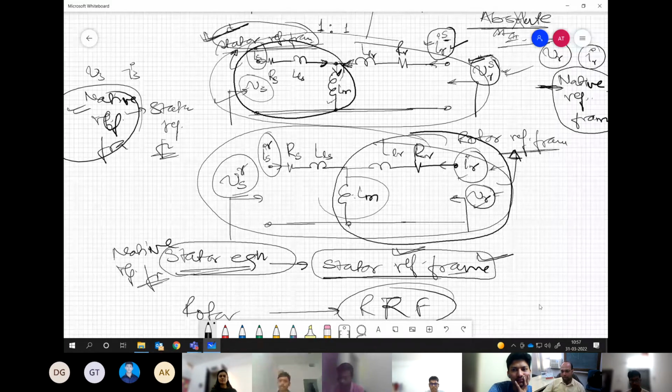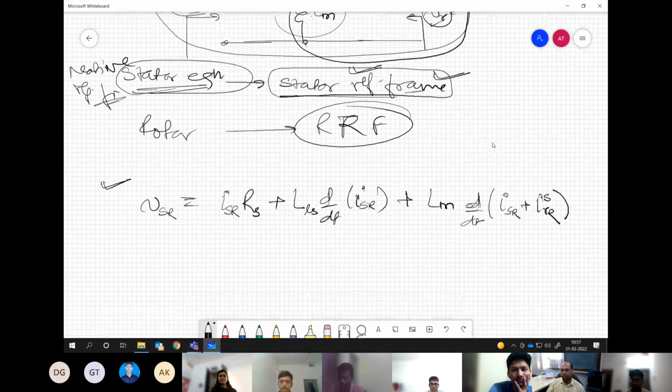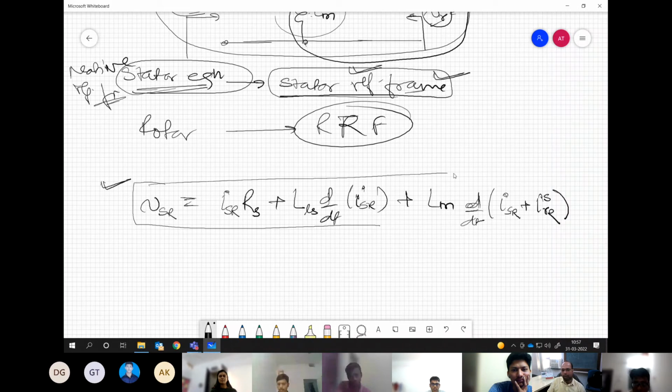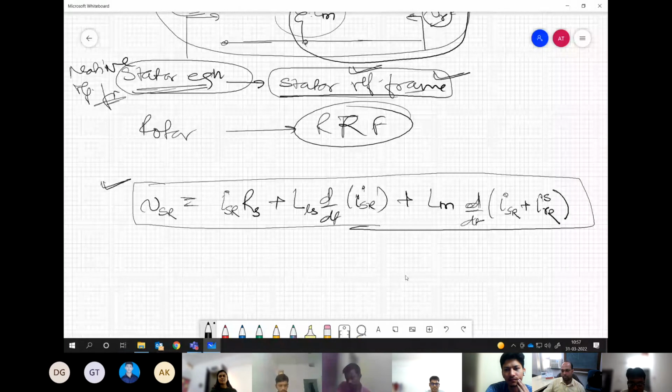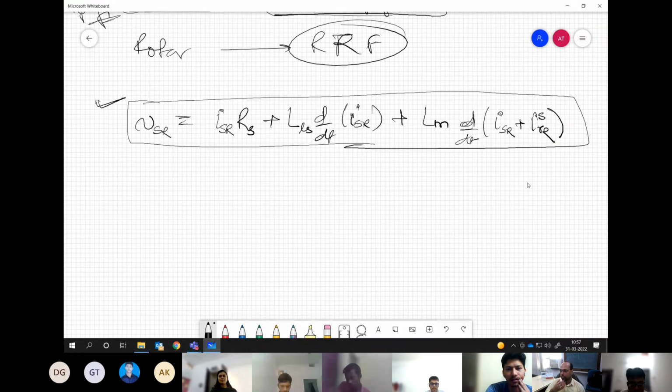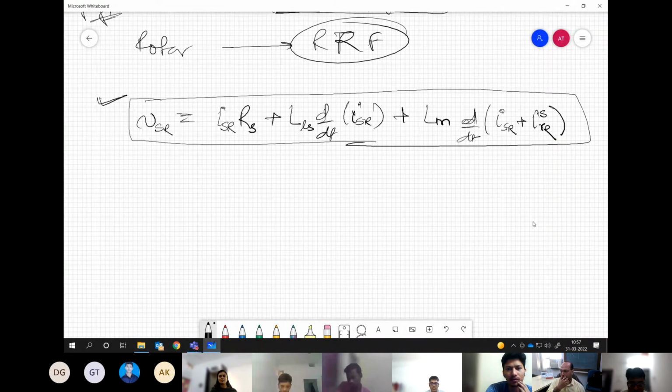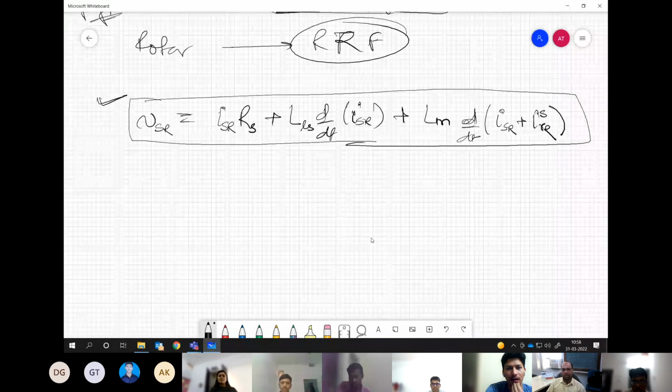So, is this equation clear to all of you? Or any confusion in this? This is with respect to rotor reference frame, right? Which equation we are writing? ISR. R is R phase.